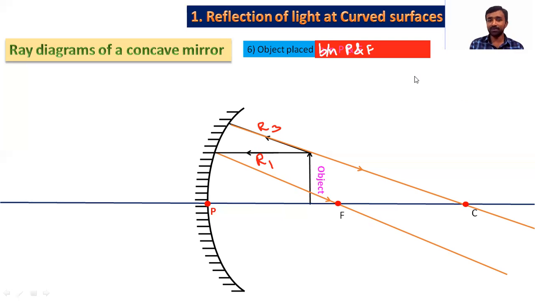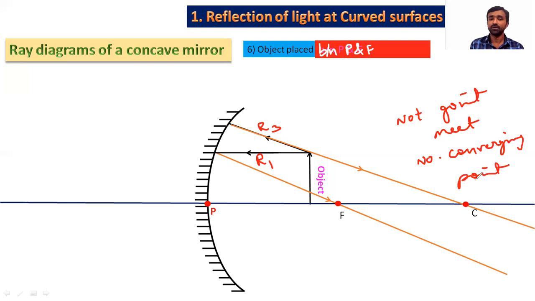So for the others I am asking: do the reflected light rays meet each other after reflection in front of the mirror? Anyone? Do they meet? No. Then what to do in this case? They are not going to meet. What to do?